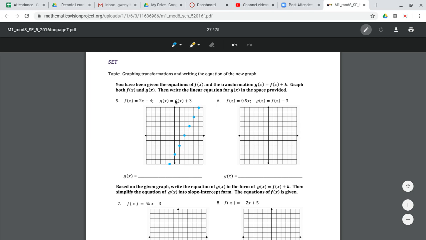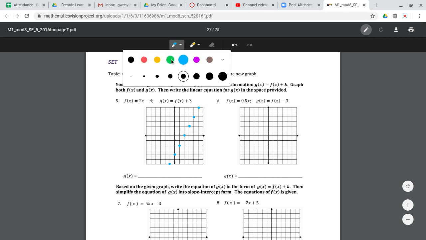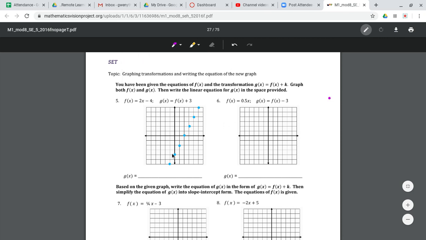Now, for g of x, it's saying that it's f of x, and then we're going to add 3. So just like what we were doing on the previous, we're going to shift this up. So we're going to do a vertical transformation, keyword, and move this up 3. So our y-intercept, instead of being at -4, is going to be up 1, 2, 3 at -1. So there's our new y-intercept. This point here is going to be up 1, 2, 3.